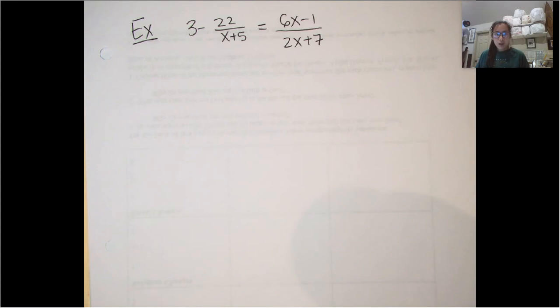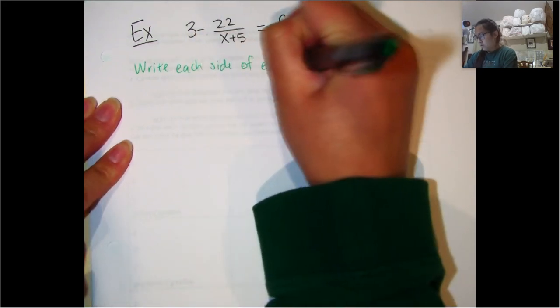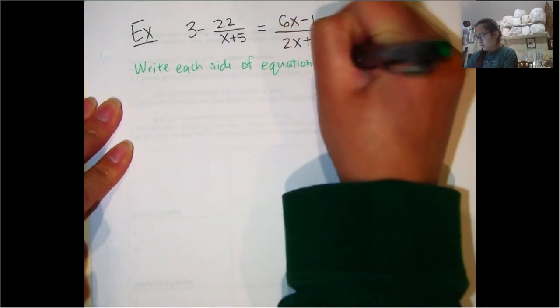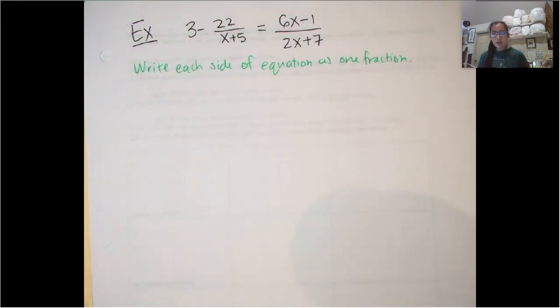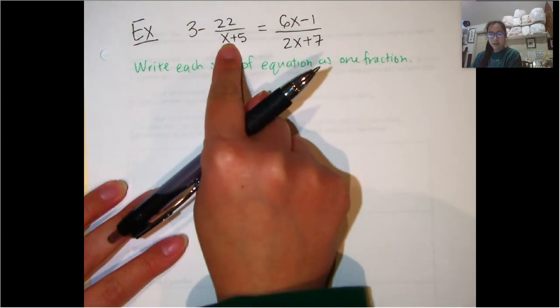So what we'll do is try to write it so that there's one fraction on each side of the equation. So we're writing each side of the equation as one fraction. The right side of the equation is 6x minus 1 over 2x plus 7. That's already one fraction, so we're good to go.